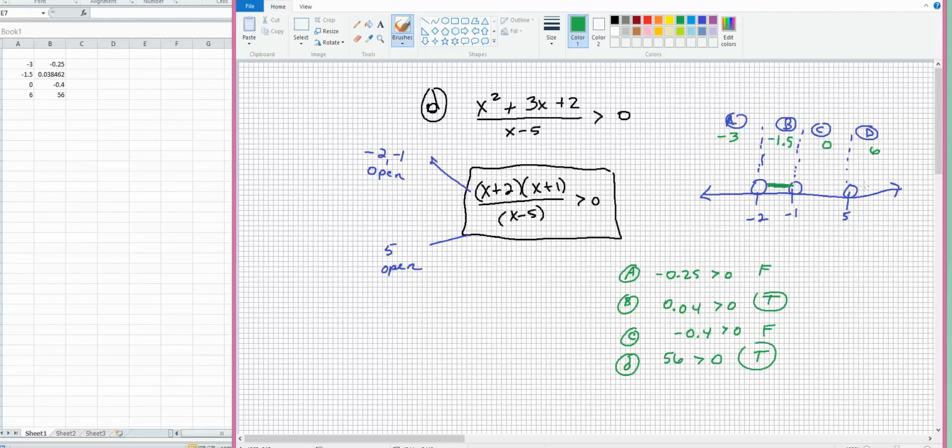So B and D. Now this one goes to positive infinity. So how do we write the interval notation? Well, -2 to -1 in parentheses, and 5 to positive infinity, parentheses, because they're all open circles. There you go. And that would be the answer.